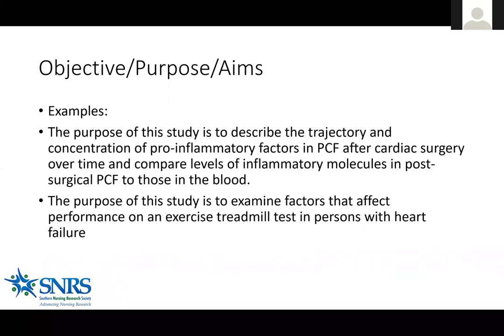The purpose of this study is to describe the trajectory and concentration of pro-inflammatory factors in pericardial fluid after cardiac surgery over time, and compare levels of inflammatory molecules in post-surgical pericardial fluid to those in blood. That's kind of long, but that's what the study will describe. And so when I read this purpose, I would expect the methods to address how this information was collected and analyzed, and my results to answer the questions that you would get from the purpose of the study. Another example, the purpose of this study is to examine factors that affect performance on an exercise treadmill test in persons with heart failure. So that purpose should then be reflected in the rest of the abstract.